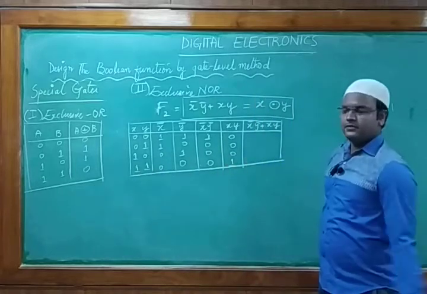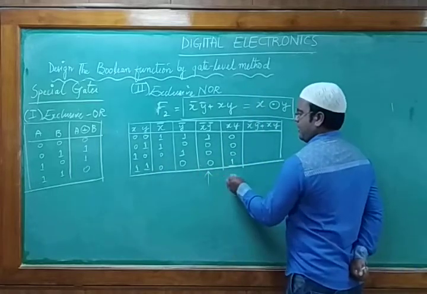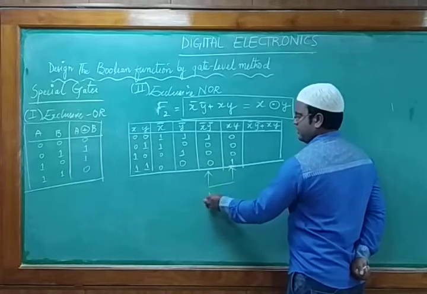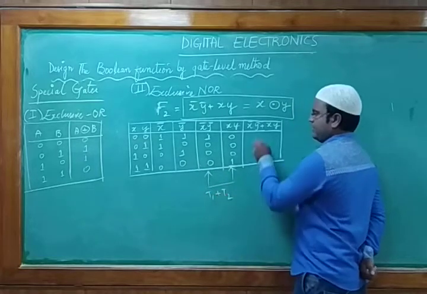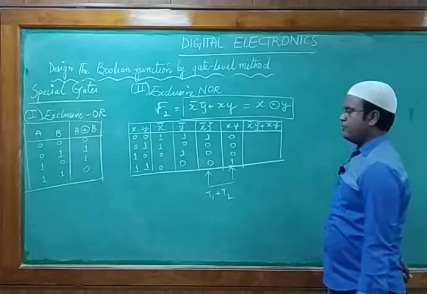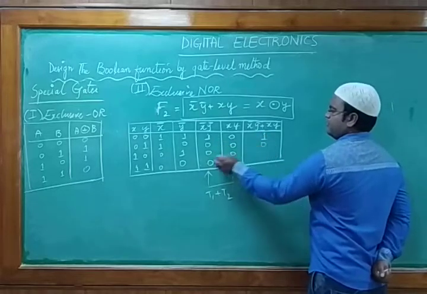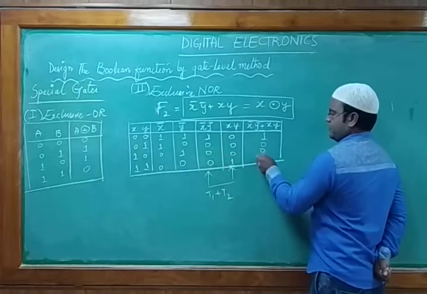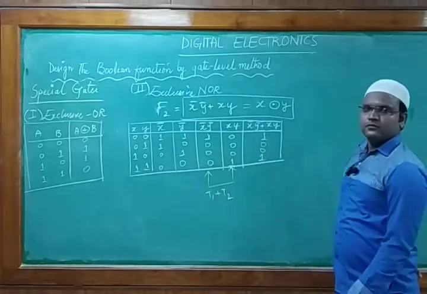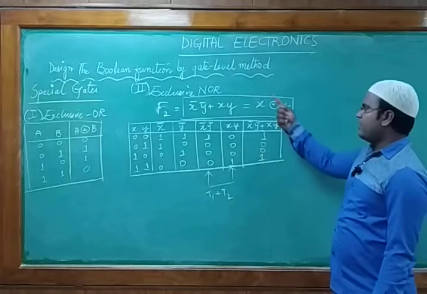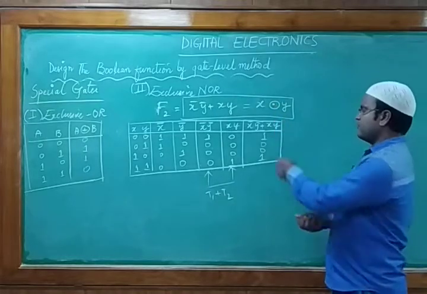So we have both the terms. This is term 1 and this is term 2. In order to do this, term 1 plus term 2 will give the function. So we'll add this. 1 plus 0 will be 1. 0 plus 0 will be 0, 0 plus 0 will be 0, 0 plus 1 will be 1. So we got this. Now try to write its truth table. What is the truth table of exclusive NOR gate?